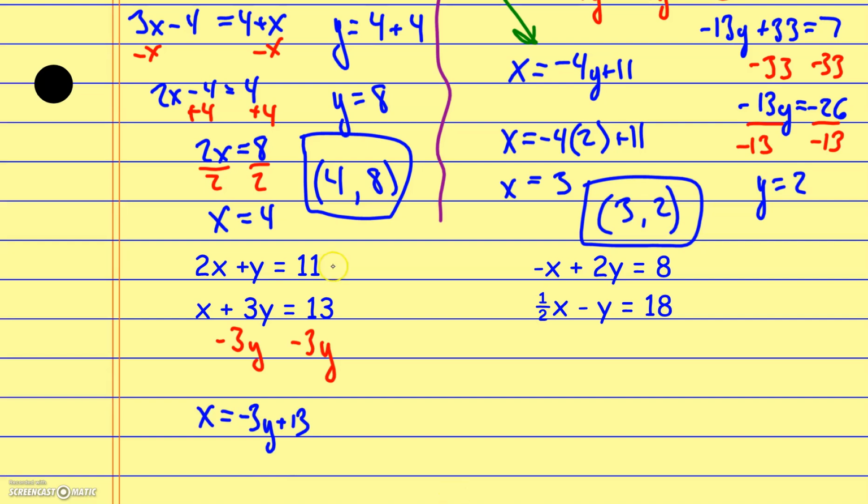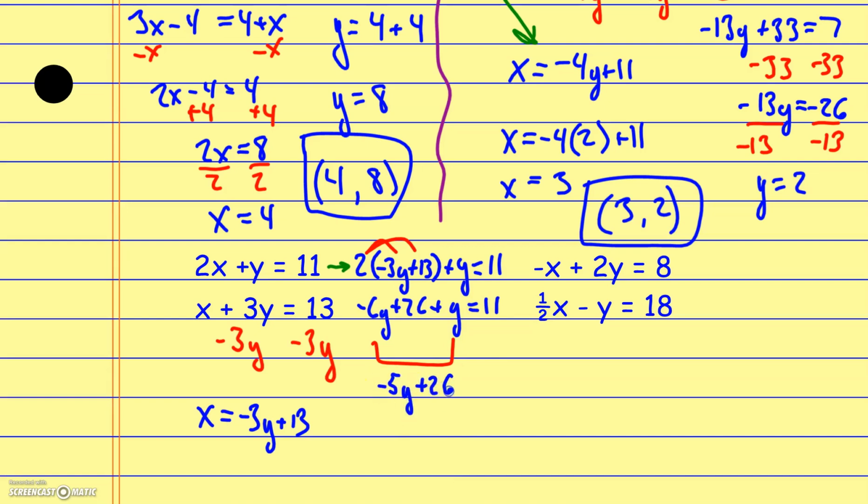So I take my first equation, which is this guy right here. I'm going to plug that value in. So I had 2 times x plus y equals 11. But instead of the x, I'm going to plug in the negative 3y plus 13. So I substitute that expression in, and now I simplify. I solve. So I distribute. That's going to give me negative 6y plus 26 plus y equals 11. I combine like terms. So that's going to give me negative 5y plus 26 equals 11.